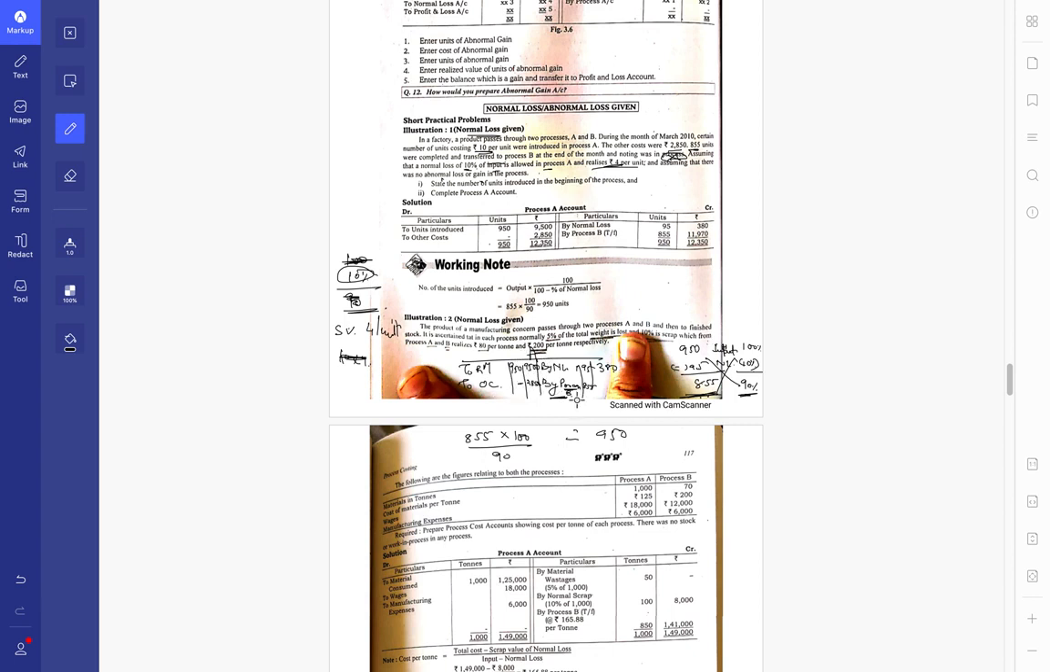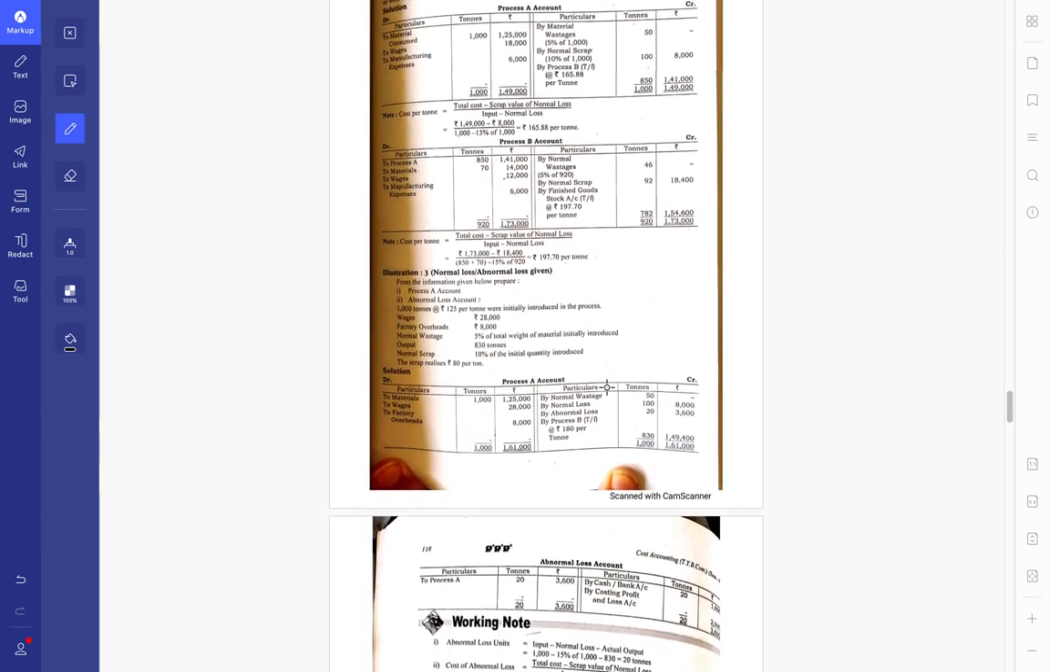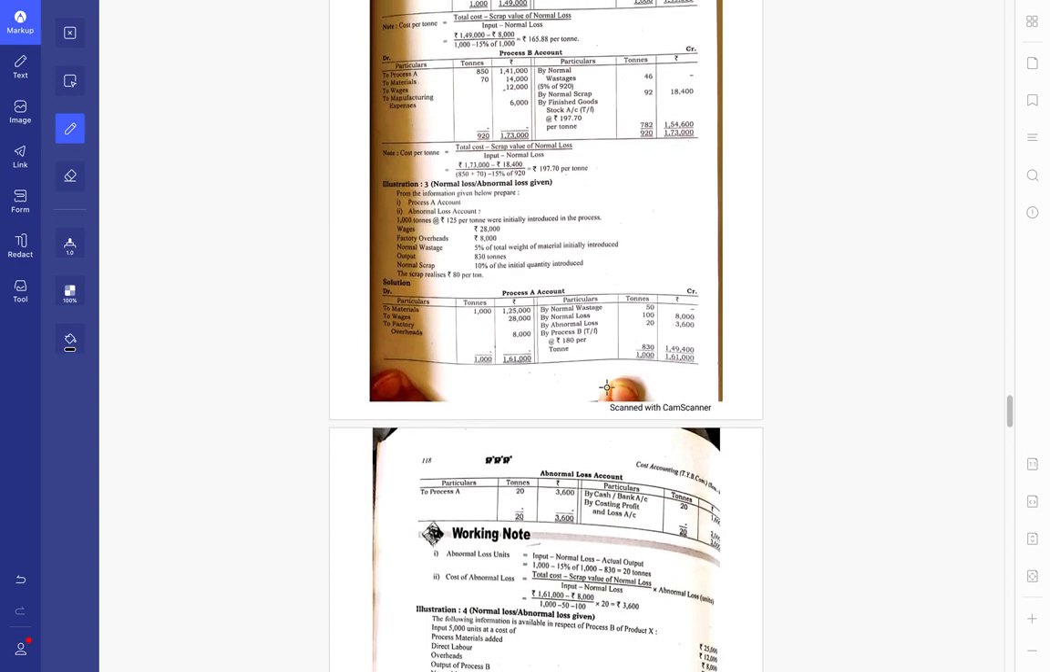And when you total it up, you will get 9500 plus 2850, which is 12350, minus 380, which is the normal loss. It gives us the transfer to process B as 11970, which we can check from here, 11970. This is the basic requirement for solving this particular question. Next, I'll take up a question which has both normal and abnormal loss given to us, and I will solve it in a full scale page.